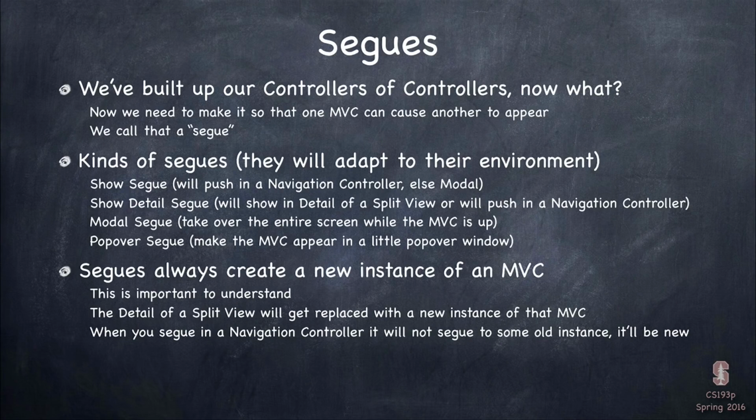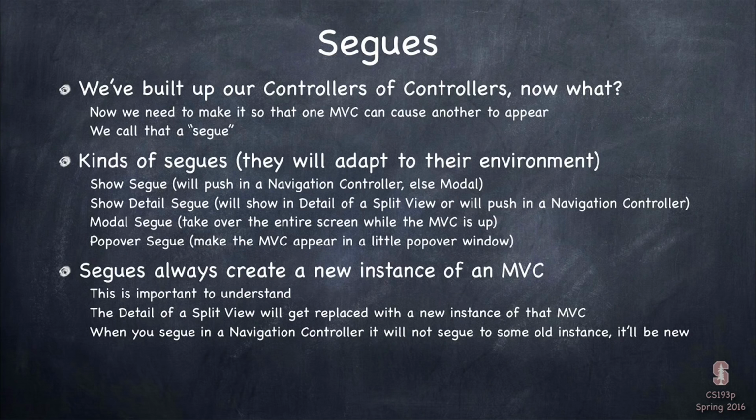All right, it's very important to understand that segues virtually always create a new MVC. If you segue to an MVC, it's going to create it. There's only one kind of segue, extremely rare, where you're going to segue to an MVC that already exists. So segues create new MVCs. Super important to understand. That's even true in a split view. If you do a show detail segue, it replaces the MVC that's in the detail side. That's why we sometimes call a show detail a replace segue. That's kind of its old name.